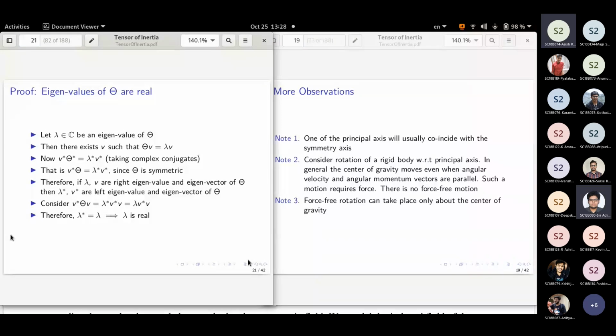Okay. Sir, here we are considering complex eigenvectors also, right?